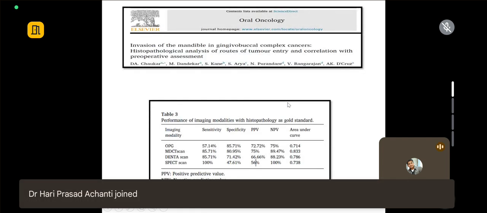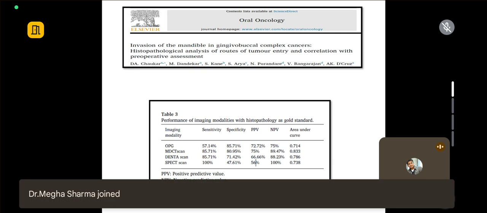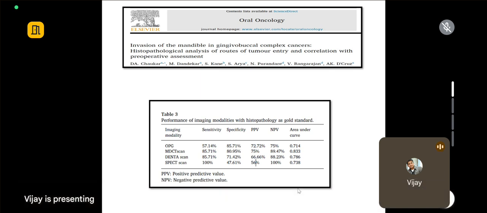Again, this is the continuation of the previous study on invasion. They also assessed various scanning modalities, which included OPG, multi-detector CT scan, dental scan, and SPECT scan.